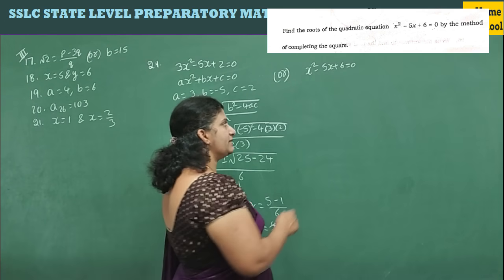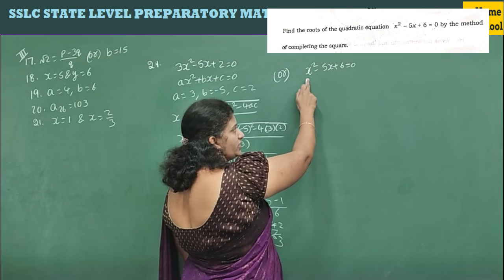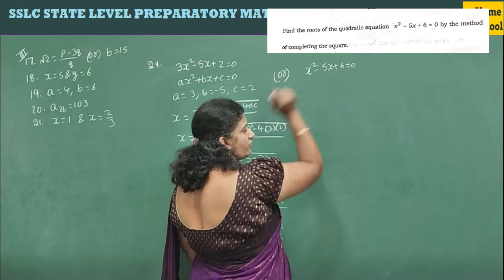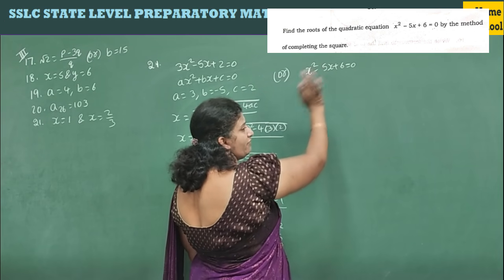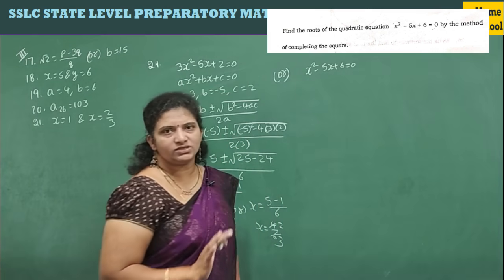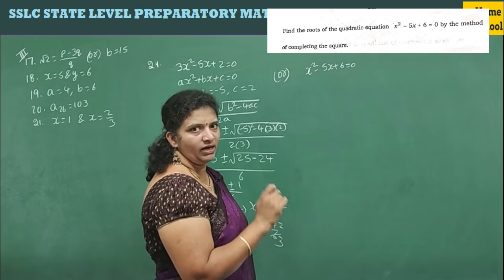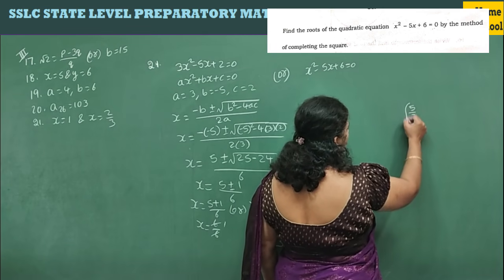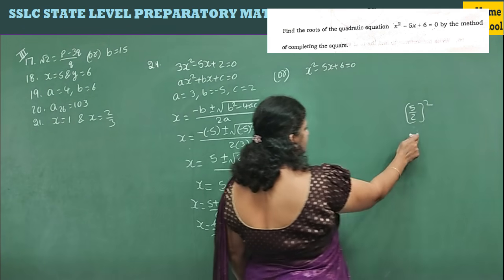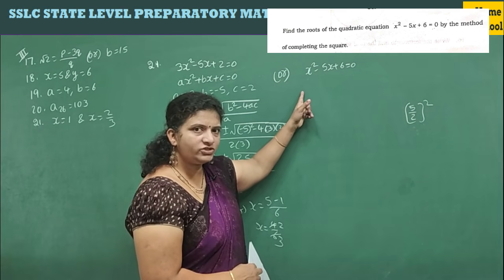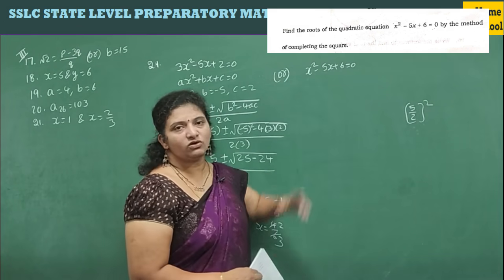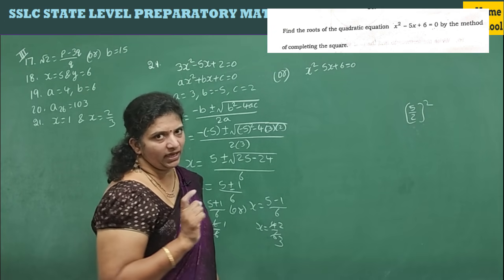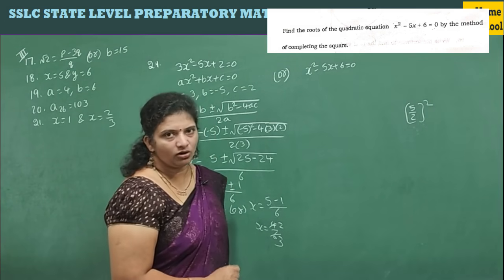Yes. What are the steps? First, observe the x square quotient. Is it 1? Yes, it is 1. Then observe the x coefficient. What is that? 5. Only the number you say, don't say it with the sign. 5. Multiply half for it, 5 by 2, and do the whole square. Just you need this term. If your x square quotient is 1, see the x coefficient 5. For that, multiply half, whole square. That is 5 by 2 whole square.